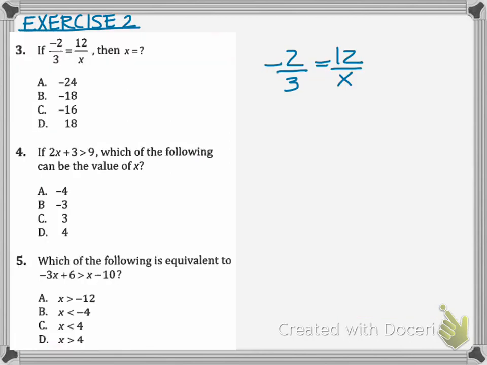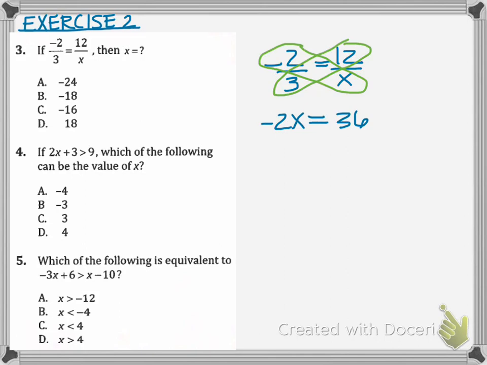Okay, number 3 is a proportion. Whenever you have two fractions that equal each other, you are going to solve by cross multiplying. So we've done this a lot this year. And what you're going to get are cross products. -2 times x is -2x. 3 times 12 is 36. These are your cross products, and they're always equal.